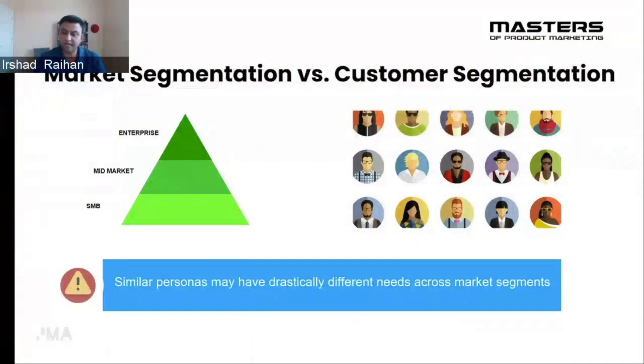And obviously, I think this is something we run into on a fairly regular basis. We actually might have situations where the same persona might have very different needs across market segments, right? Simply because the pain points can vary quite a bit. So there is sometimes a mixing and matching of persona and customer segments and market segments, and that's perfectly fine.